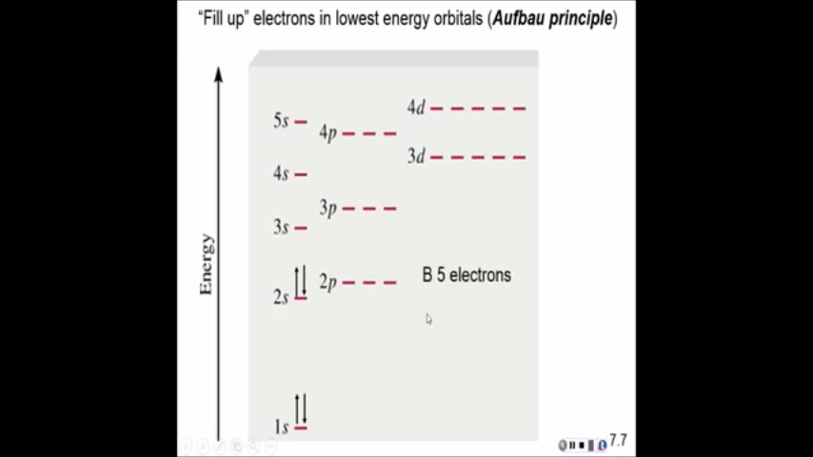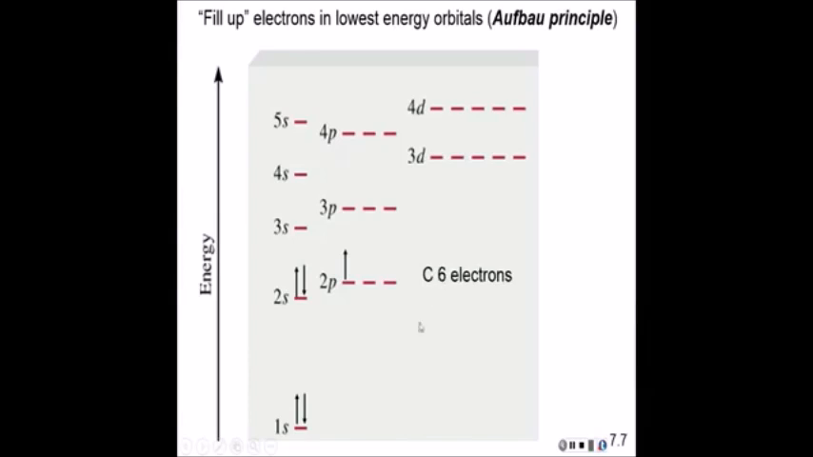After beryllium comes boron with 5 electrons. We're going to have the 5th electron right here in the 2p. So we have 1s2, 2s2, 2p1. Notice that these first orbitals are filled before we get to the next one.